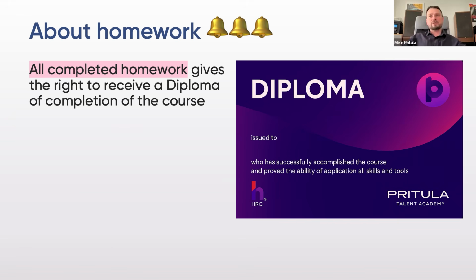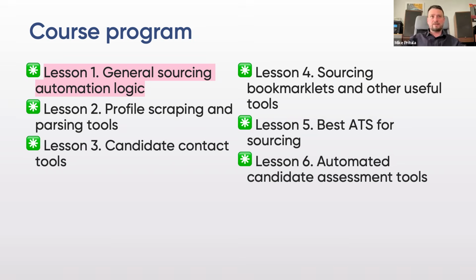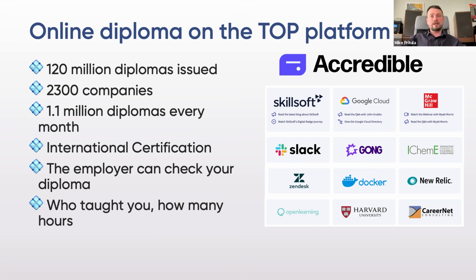And I will tell you about the homework. In all our courses, including this one, we have homework assignments. I check them and provide feedback. For successful completion of homework assignments, we issue our Academy diploma. So it is worth putting in the effort. We issue the diploma on the Accredible platform. It is a great online platform. This format is used by all such educational organizations.